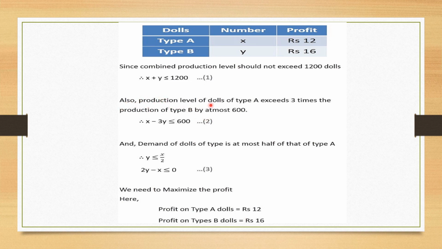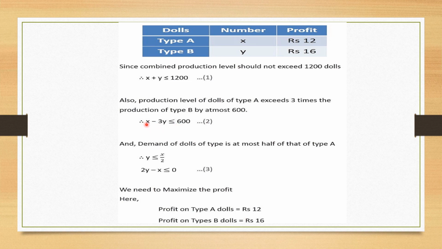Also, the production level of dolls of type A, dolls of type A are taken as x, exceeds 3 times the production of type B by at most 600. Type A means x, exceeds 3y, so x minus 3y. By at most always means less than or equal to. So we get the inequation as x minus 3y less than or equal to 600.